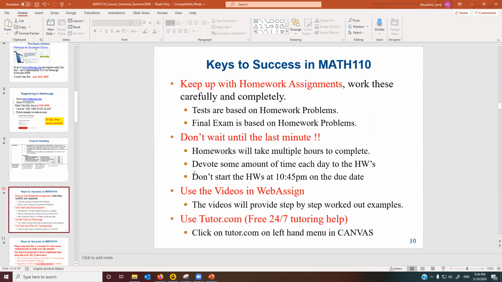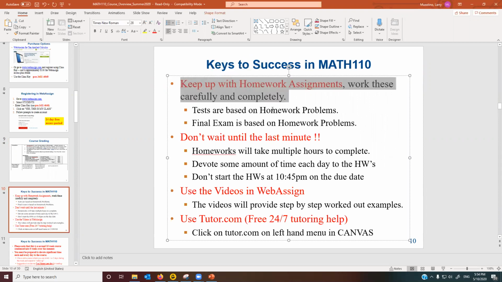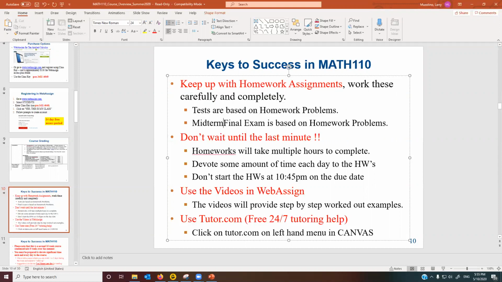Okay, folks, here are some keys to success in Math 110. The biggest key is working in the homework assignments. Please keep up with the homework assignments. Work those very carefully and completely. Make sure you understand the homework problems thoroughly. You're going to see that the tests are all based on the homework, and the midterm and final exam are also based on the homework problems.